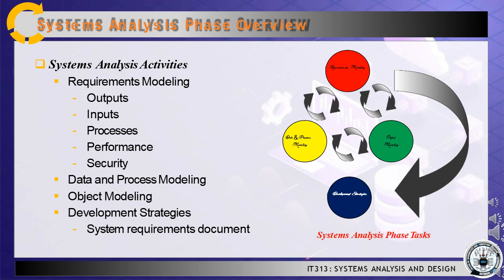Performance refers to system characteristics such as speed, volume, capacity, availability, and reliability. Security refers to hardware, software, and procedural controls that safeguard and protect the system and its data from internal or external threats. Data and process modeling entails how to represent graphically system data and processes using traditional structured analysis techniques.